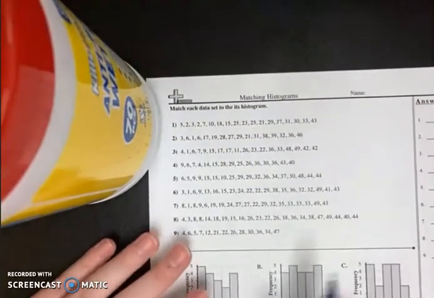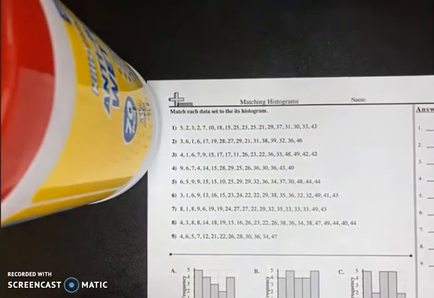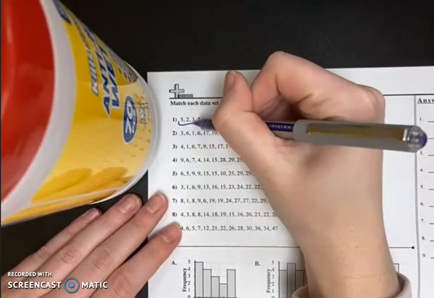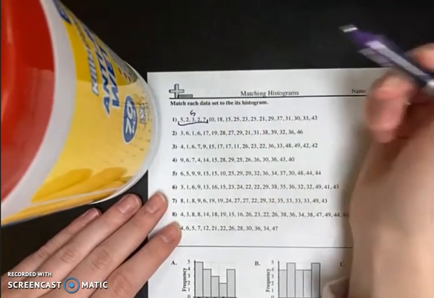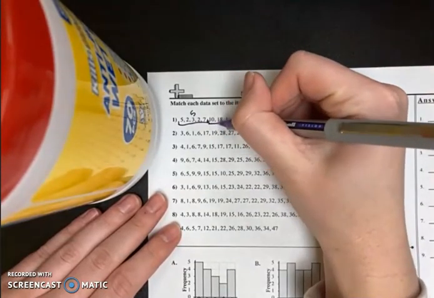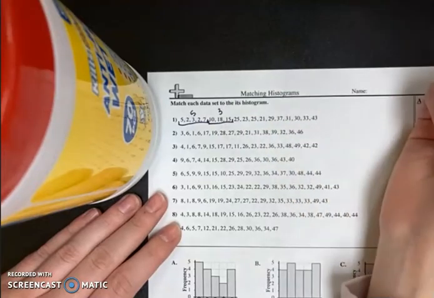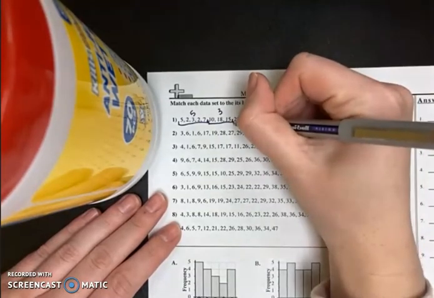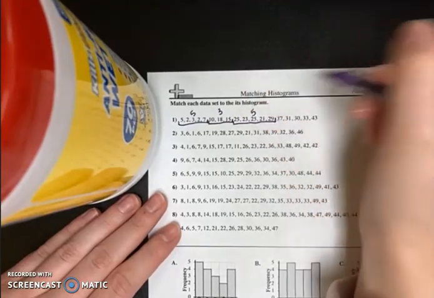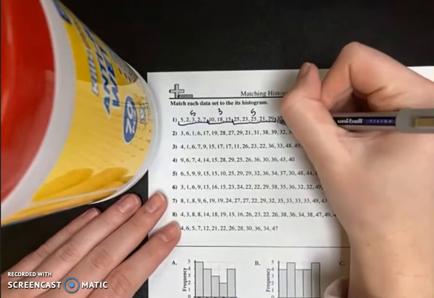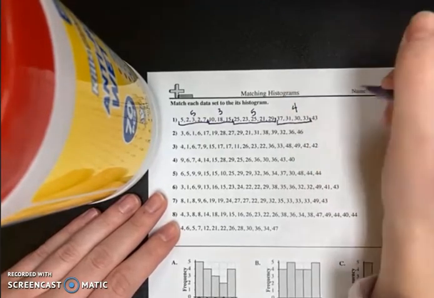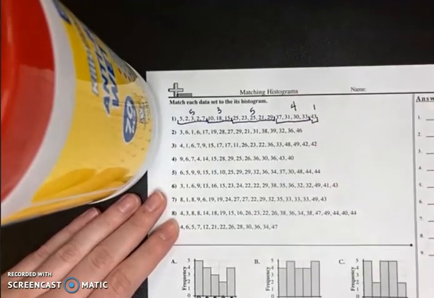So let's say I wanted to find the histogram that corresponds with number 1. I know all of the 1s will be in the first bar. So there are 5 1s. All of the 10s will be in the second bar, and there are 3 10s. All of the 20s will be in the third bar. So that's 1, 2, 3, 4, 5 20s. All of the 30s will be in the fourth bar, and there's 4 of those. And all the 40s, there's only 1, will go in the fifth bar.